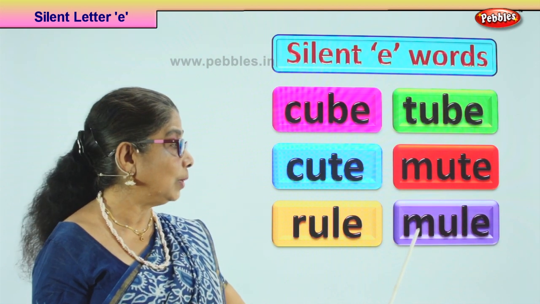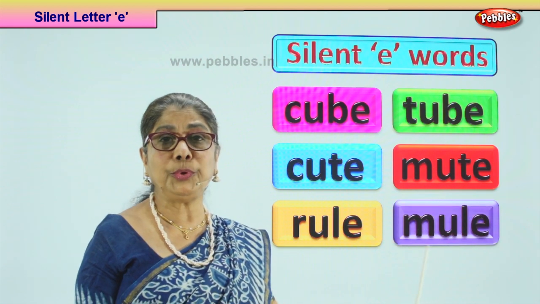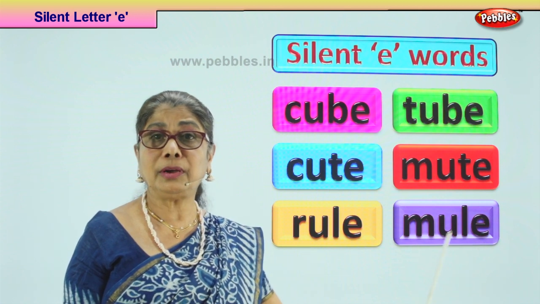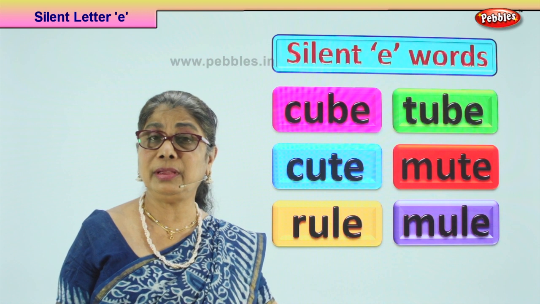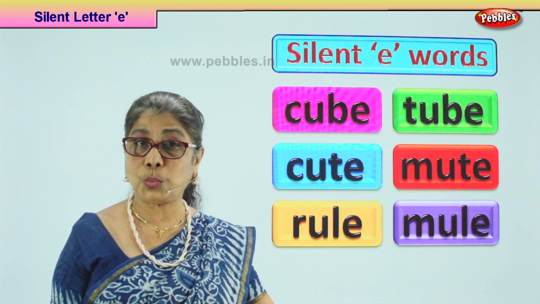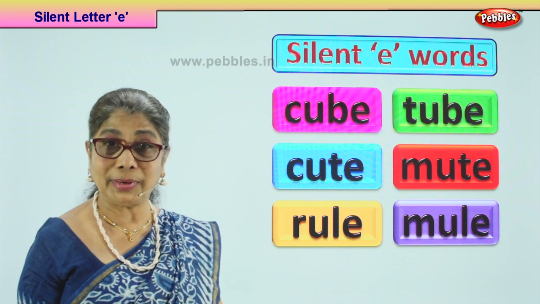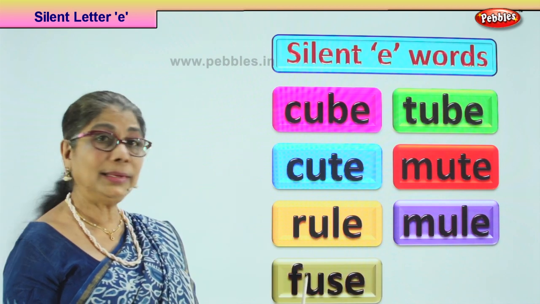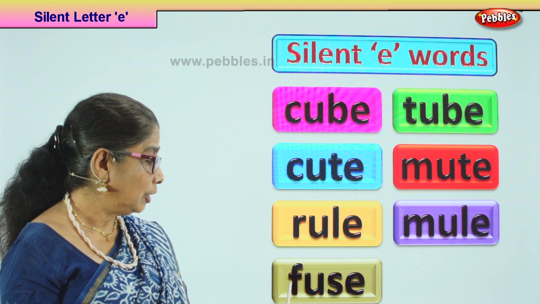In silent E word, mule. What is mule? Donkey is also called a mule. Donkey helps you to carry loads from one place to another. Good. Let's look at another word in silent E word.